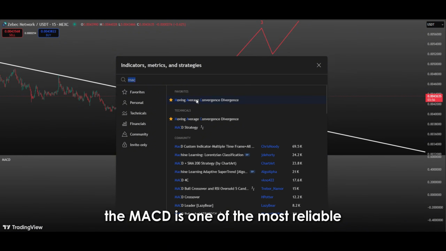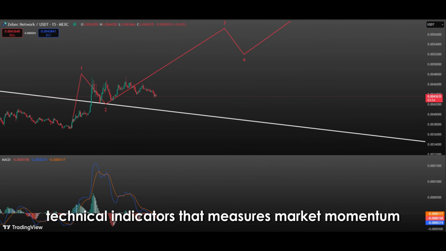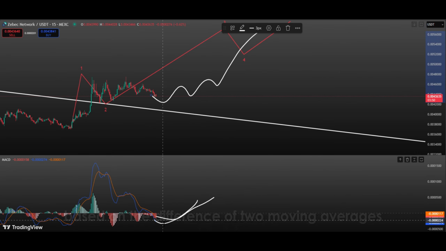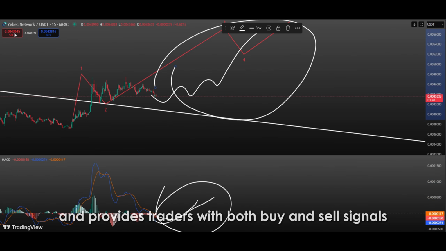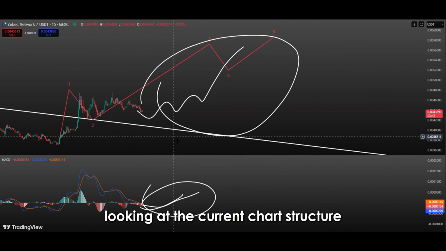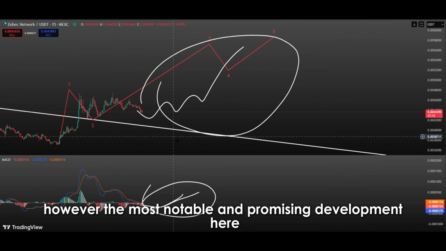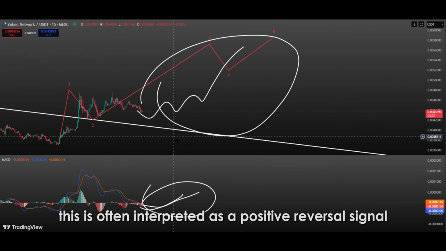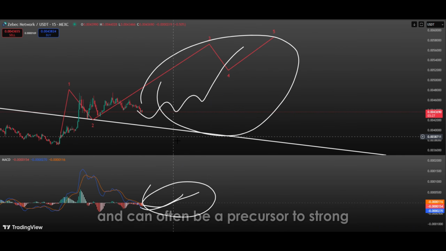The MACD is one of the most reliable technical indicators that measures market momentum and helps to predict the direction of the trend. This indicator works based on the difference of two moving averages and provides traders with both buy and sell signals. Looking at the current chart structure, it is noticeable that the MACD lines are still below the zero level. However, the most notable and promising development here is the potential for an upside crossover between these lines. This is often interpreted as a positive reversal signal in the world of technical analysis and can often be a precursor to strong upward price action.